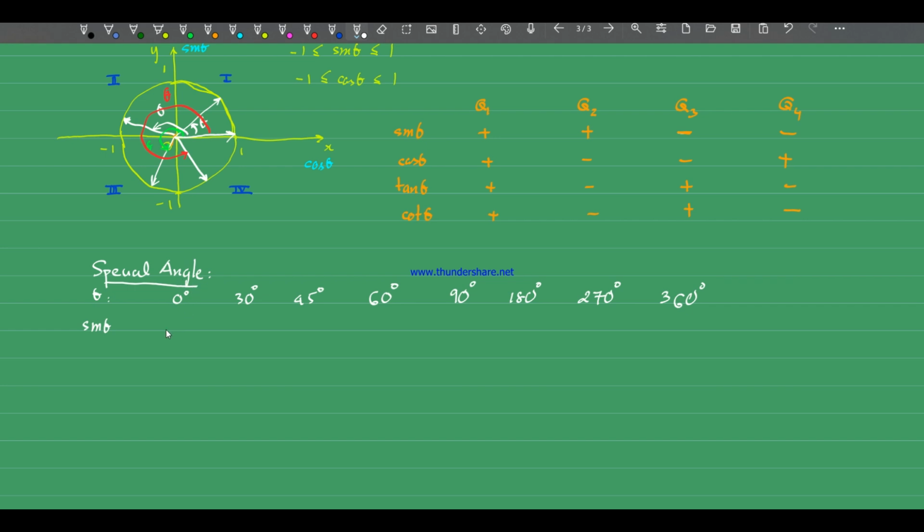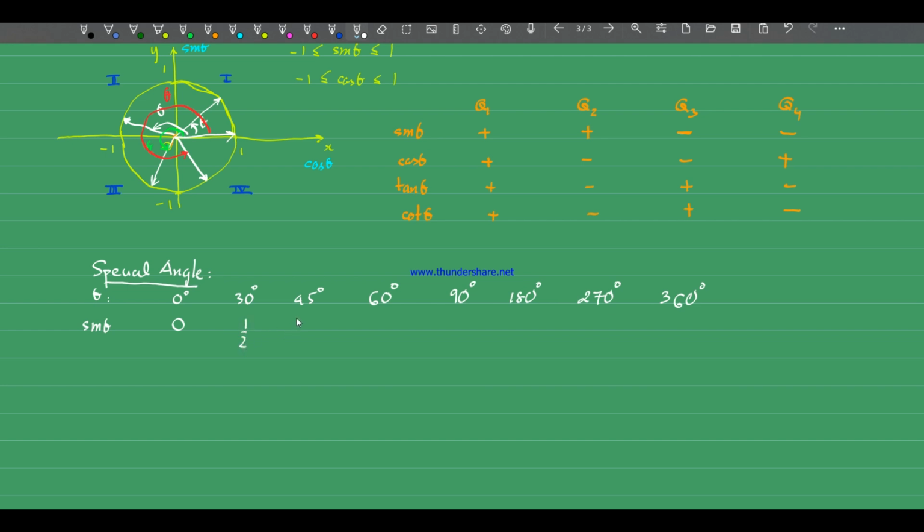So sine 0 degrees is 0. Because think about it, 0 degrees means the initial side and the terminal side are overlapping each other. The terminal side is not rotating, so it's 0 right here. But at 30 degrees, it becomes the 30, 60, 90 triangle. Then we have to use the Pythagorean theorem to calculate the value, and this gives you a half.